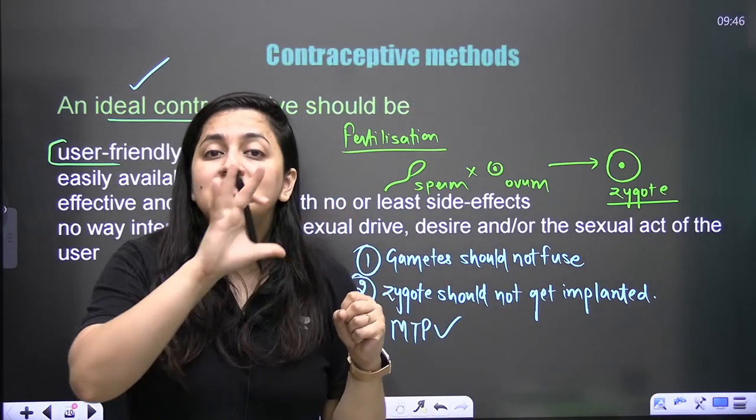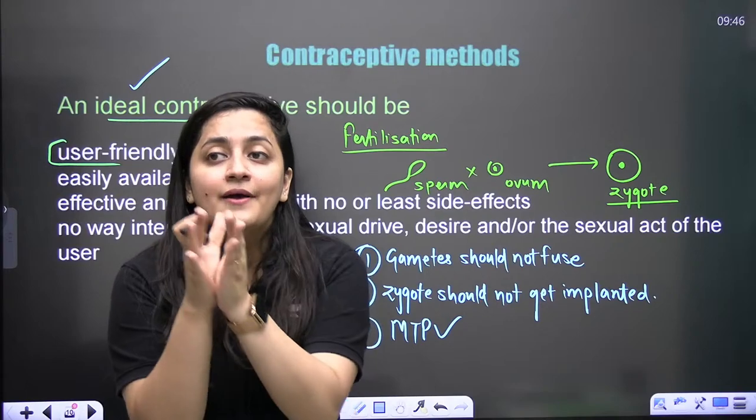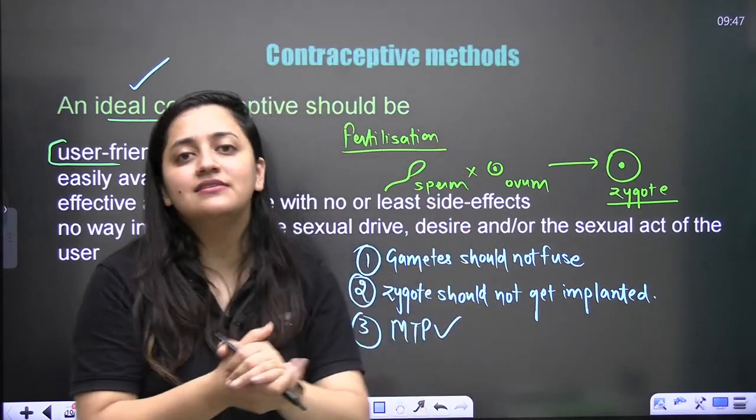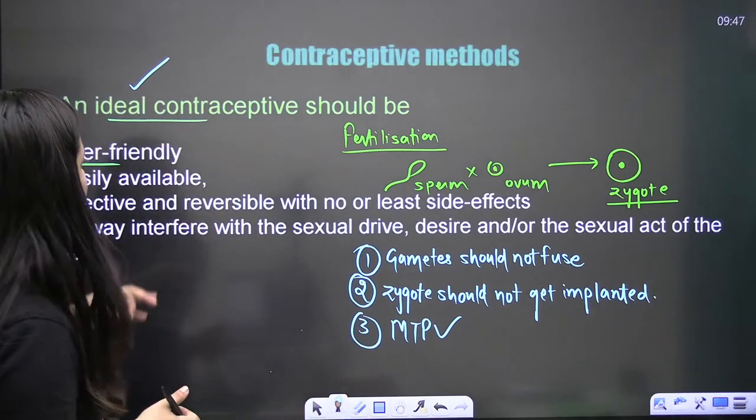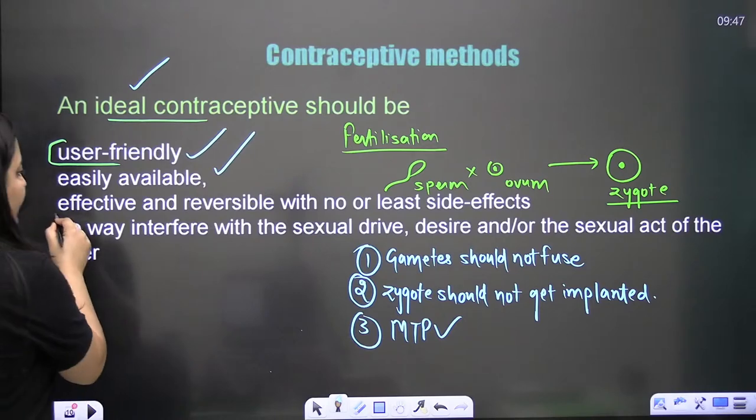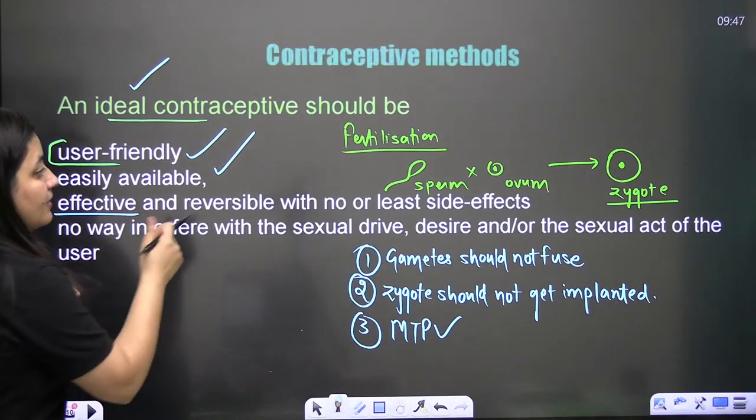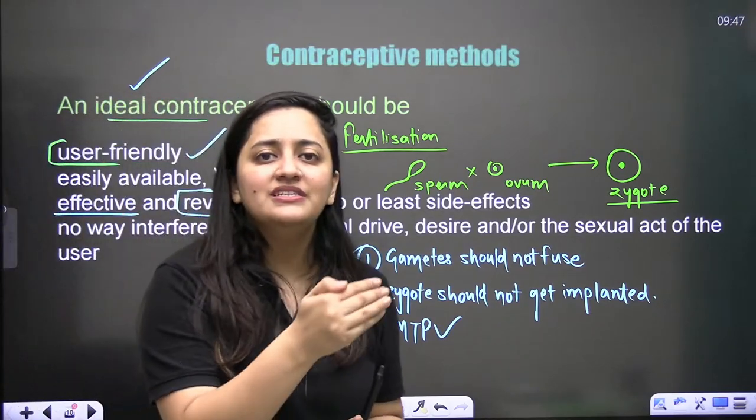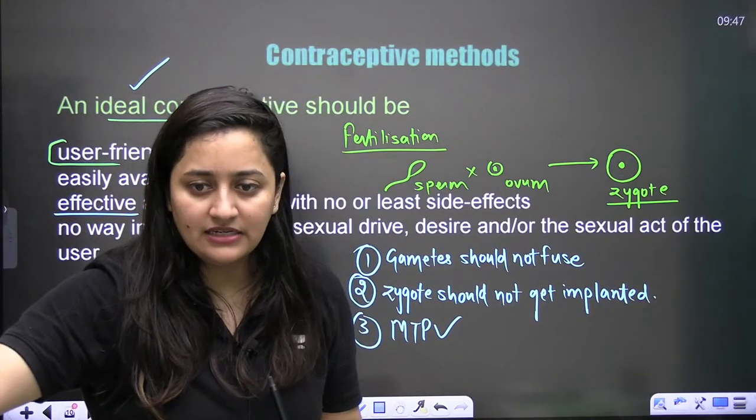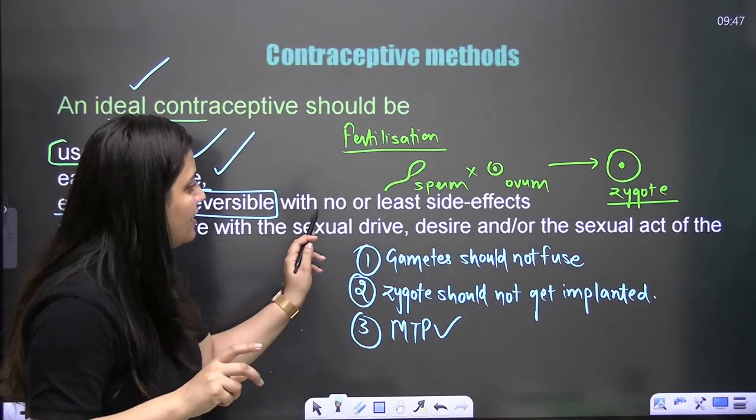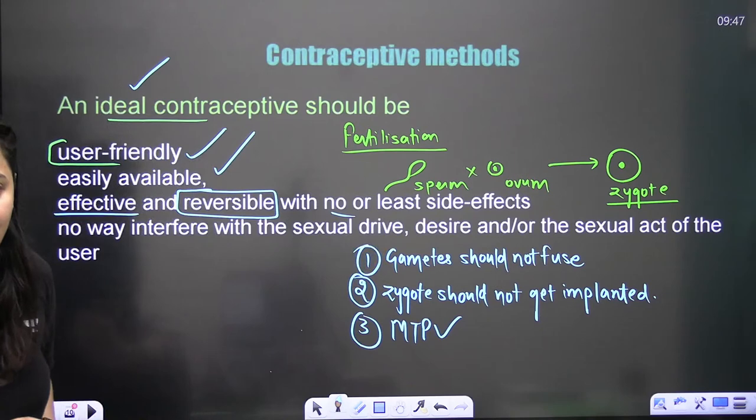There should be no side effects. It should not play any role in sexual desire, and it should not decrease sexual desire. This is the meaning of an ideal contraceptive method. As I said, it should be user friendly, easily available, effective and reversible. If a couple does not want babies now but wants them later, it should obviously be reversible as well, with no or least side effects.